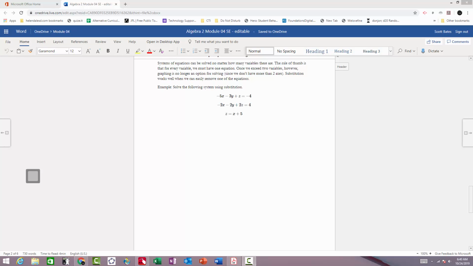All right, guys, next day and a half I'll be out of class. So we need to take a look at solving systems of equations with three variables.